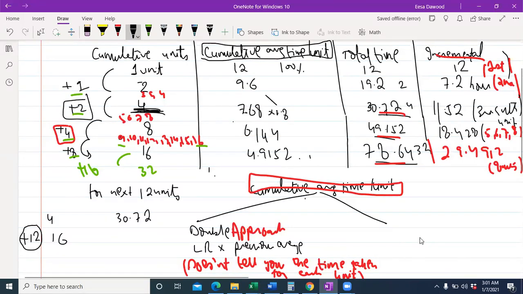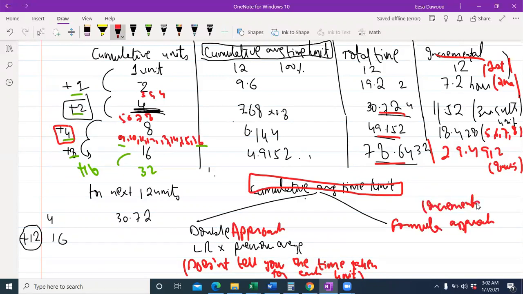In case you want to calculate the cumulative average time for one particular unit, you will use a formula approach. The examiner can give me a question about, for example, the 5th unit, 4th unit, or 9th unit, so I can't use the double approach for that. So the next approach is the formula approach. The formula approach is also known as the incremental unit method. And what is the formula? The formula is y is the cumulative average time per unit.